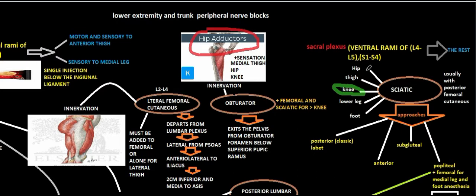Sciatic nerve block is also used for hip, thigh, lower leg, and foot anesthesia. Usually, when you do a sciatic block, you anesthetize the posterior femoral cutaneous nerve, depending on the approach. For the parasacral approach, it is assured, but sometimes it's variably blocked. It's not always the case to block the posterior femoral cutaneous when you block the sciatic nerve.